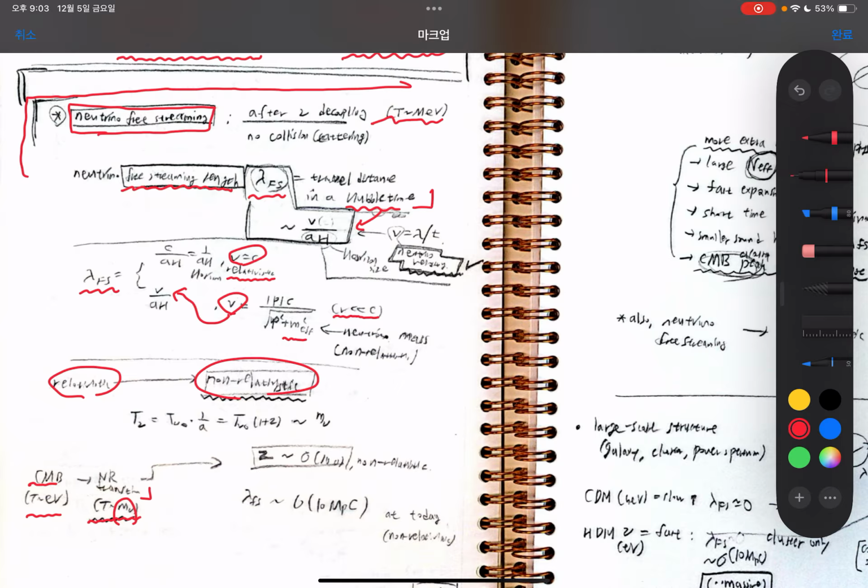In the parameters of the last step, such a non-relativistic transition occurs at a redshift of order 100. And in this case, the formula for the free-streaming length turns to v over H. So the free-streaming length becomes shorter than in the relativistic approach. Today, if we insert the scale factor and the Hubble parameter with the current value, then the scale of the free-streaming length is around 100 megaparsec.